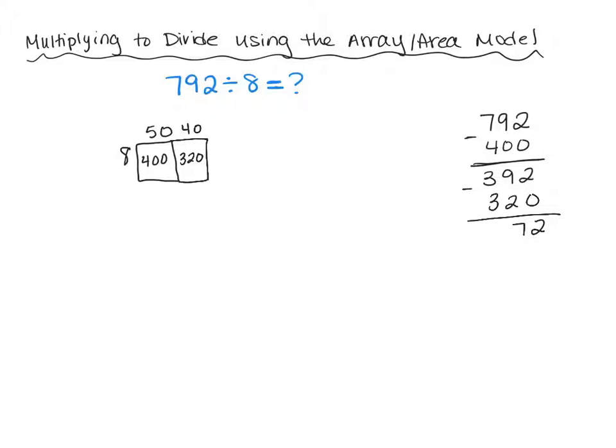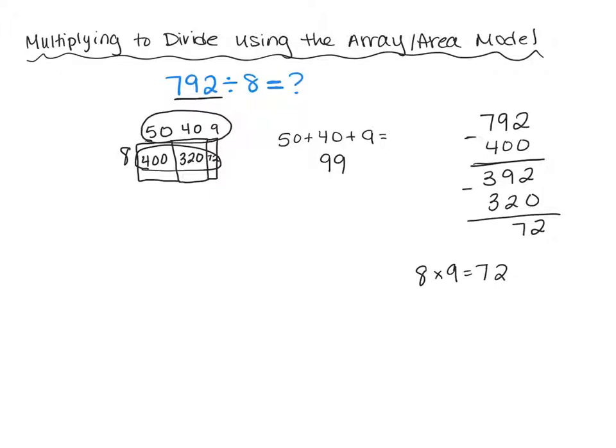And I know that 8 times 9 is going to give me that remaining area of 72. So I'm going to add that in to my array model. 8 times 9 will give me 72. So when I add up all these areas, I'm going to get my dividend of 792. So to determine what my quotient was, I'm going to look at all the different groups of 8 that I added together, 50 plus 40 plus 9, to give me a quotient of 99.